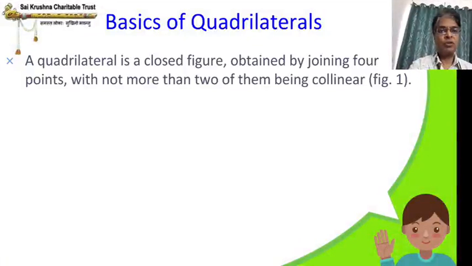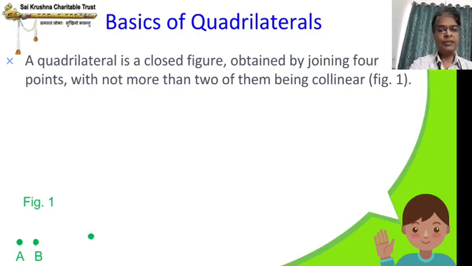A quadrilateral is a closed figure obtained by joining 4 points with not more than 2 of them being collinear. So there is a figure, and I hope all of you already know the basics of quadrilaterals. Even then I feel that it is better we again review and understand before we start proving some theorems and learning further about quadrilaterals. So let us see what is there in figure 1. I am marking points A, next point B, then C, then D. What are you seeing here? With not more than 2 of them being collinear.